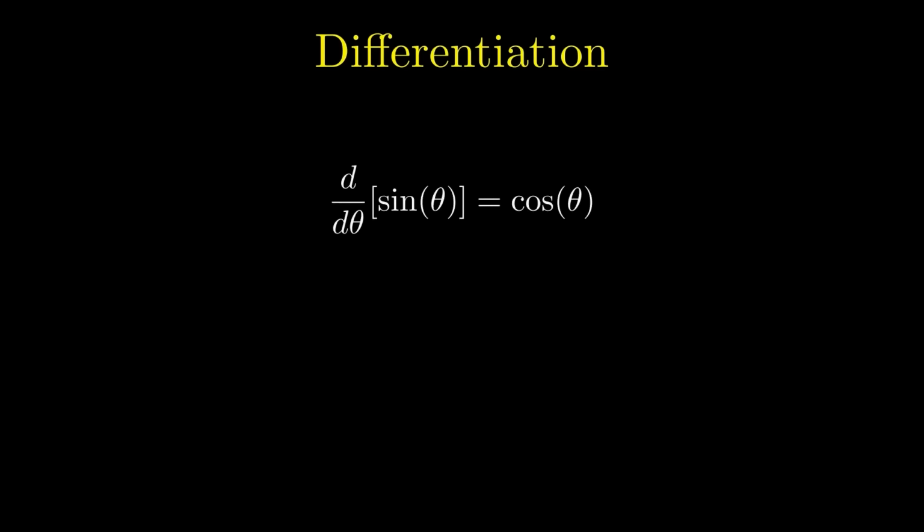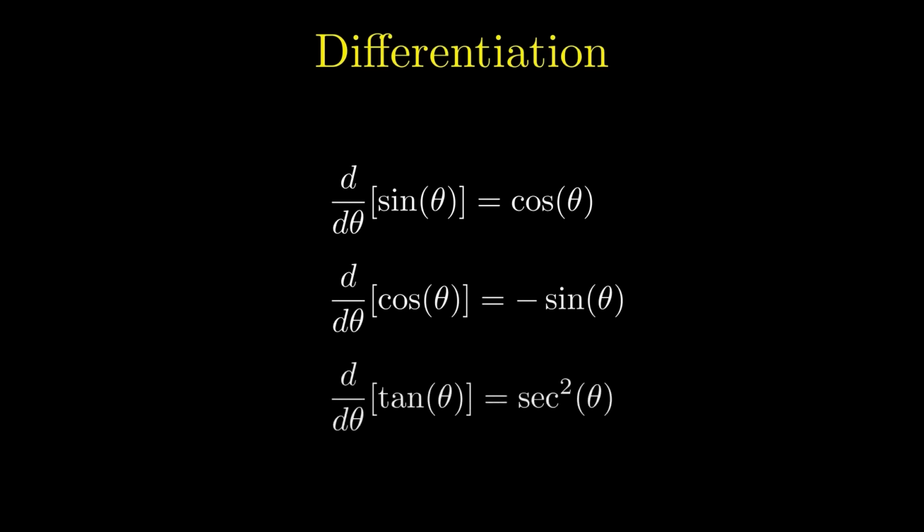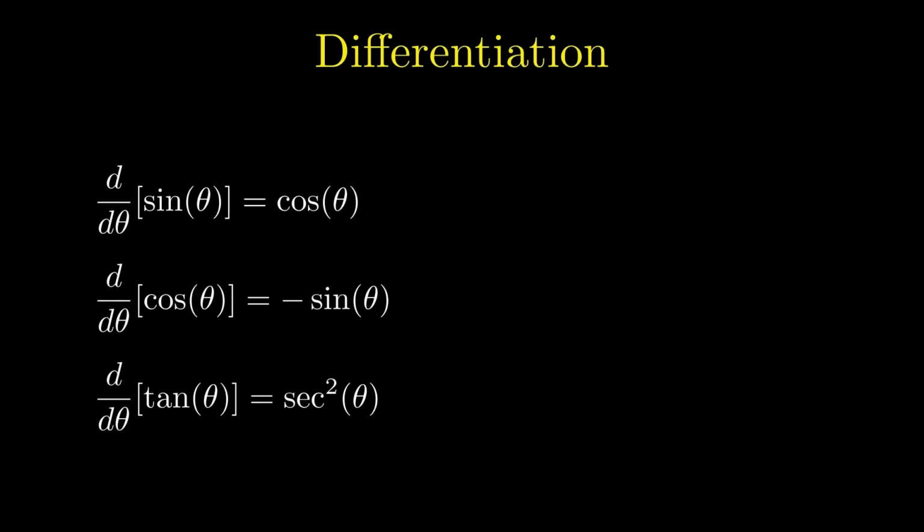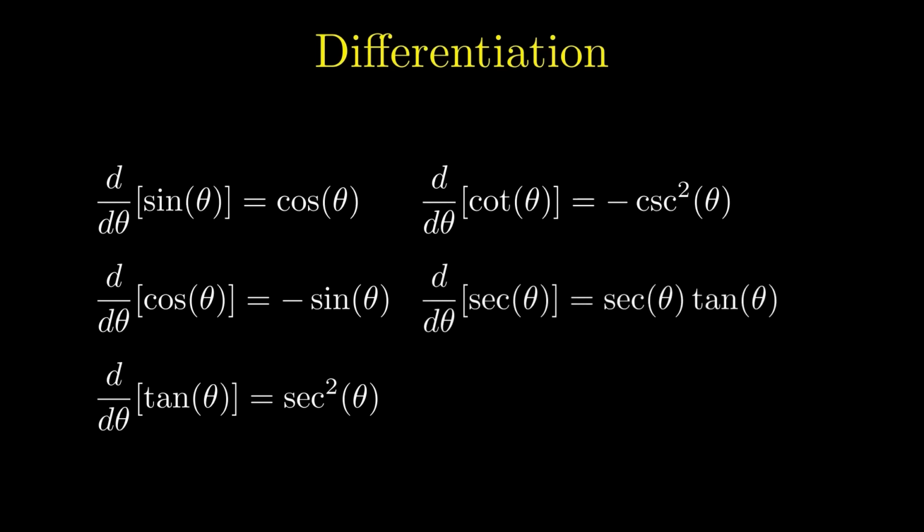d/dθ sine θ equals cosine of θ. d/dθ cosine θ equals negative sine of θ. d/dθ tangent θ equals secant squared θ. d/dθ cotangent θ equals negative cosecant squared θ. d/dθ secant θ equals secant θ times tangent θ, and d/dθ cosecant θ equals negative cosecant θ times cotangent θ.